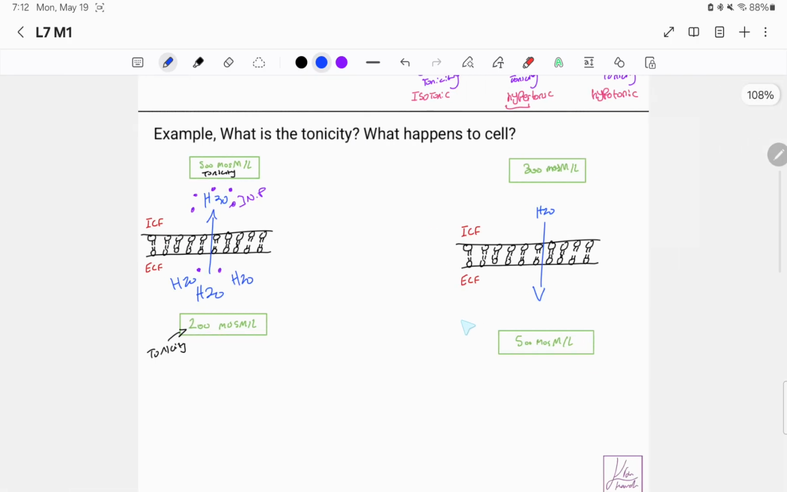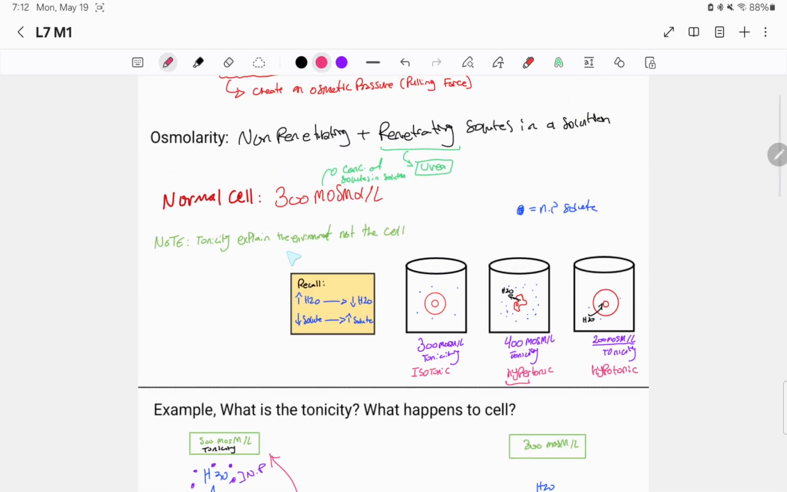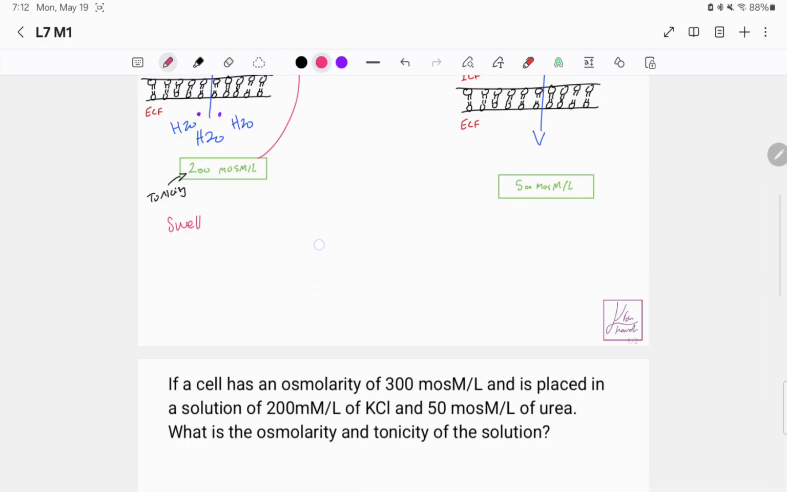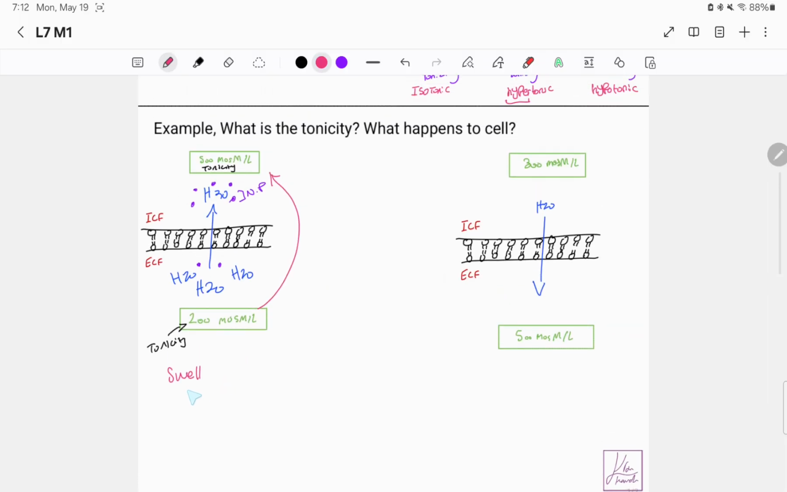Ooh, one thing I forgot to mention for this one, by the way. If water moves into the cell, what happens to the cell? Which is the question. The cell will swell up. Okay, and what is the tonicity? Is the environment hypotonic, isotonic? Well, it's 200 milliosmoles relative to the cell, all right? And we know that tonicity describes the environment, not the cell, so we must conclude that the solution is hypotonic.